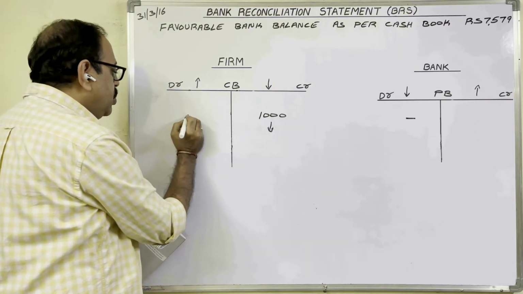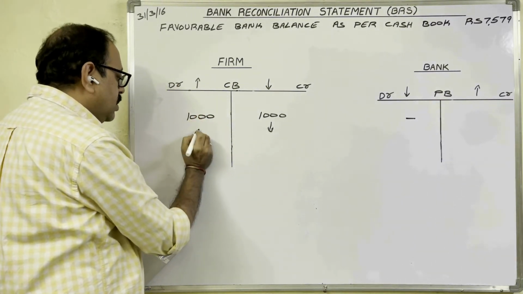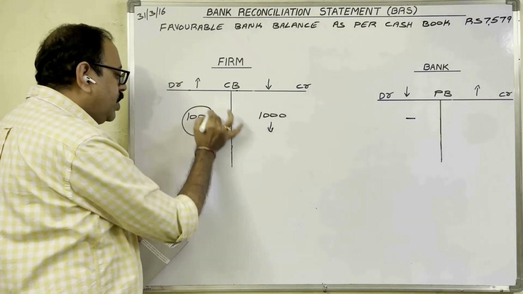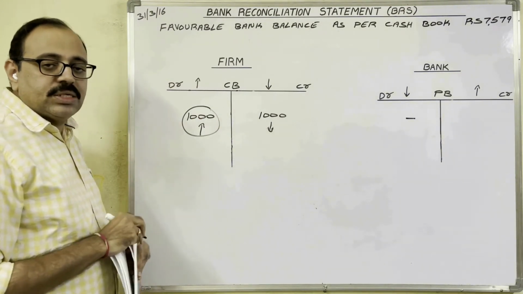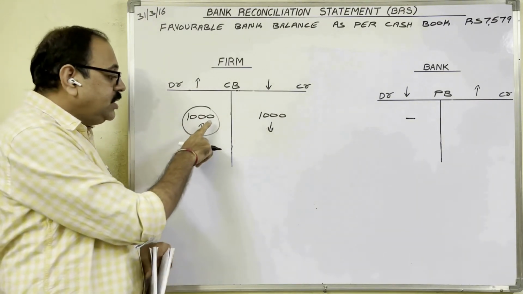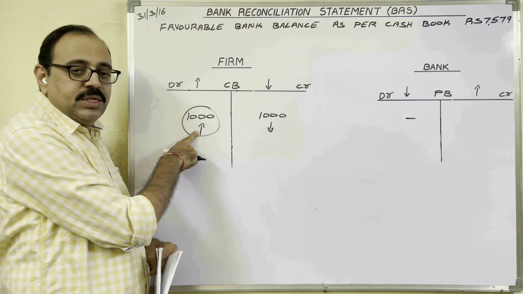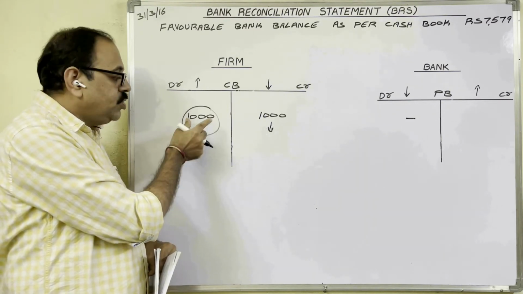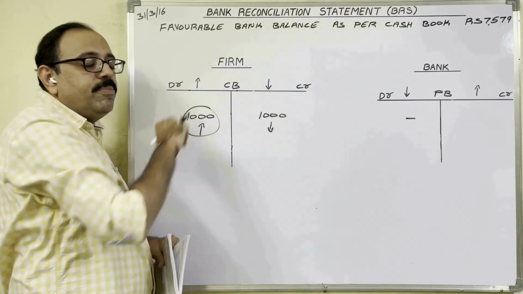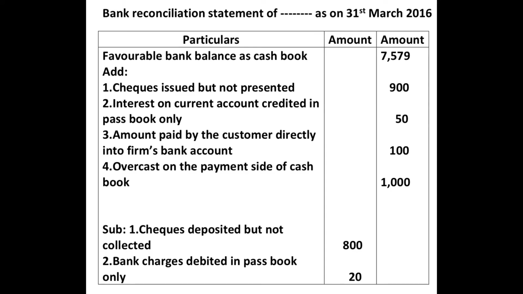Debit side. So finally this is our answer. 1000 rupees we have to debit. We have to increase in cash book. Answer is coming as increase, means plus. So 1000 rupees we have to add to that bank balance. Under additions, fourth point, overcast on the payment side of cash book, 1000 rupees.